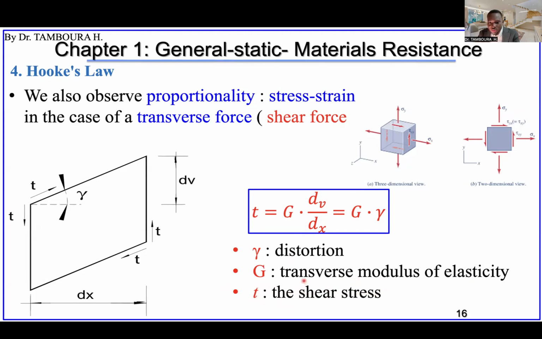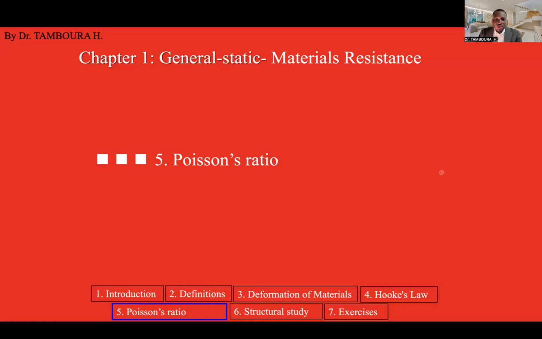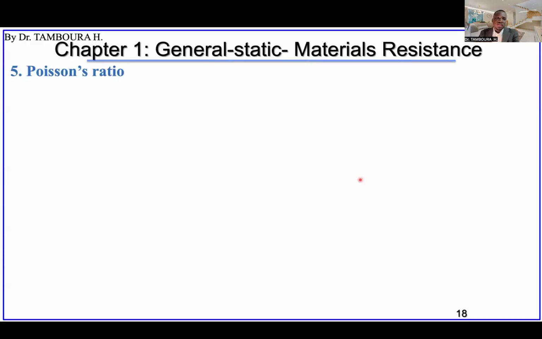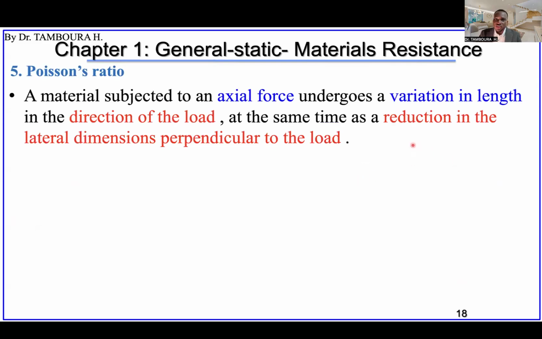So transversal modulus of elasticity, but sometimes people just say modulus of elasticity. That's all. And the E is Young modulus. Okay. Let's now talk about Poisson's ratio. That one is very easy. I think everyone understands that easily.